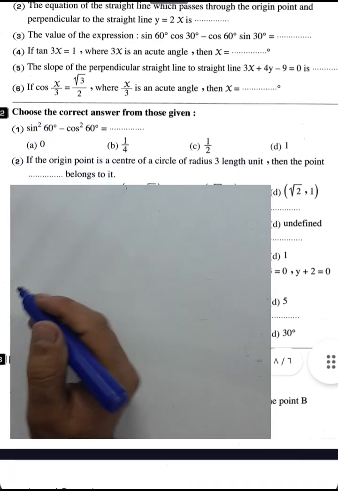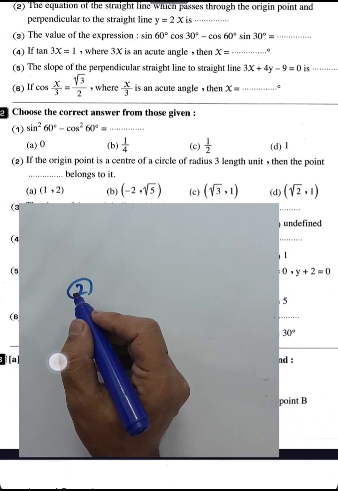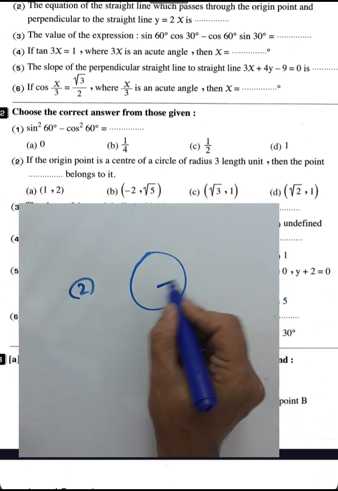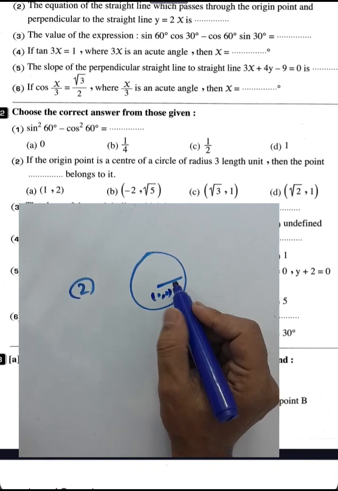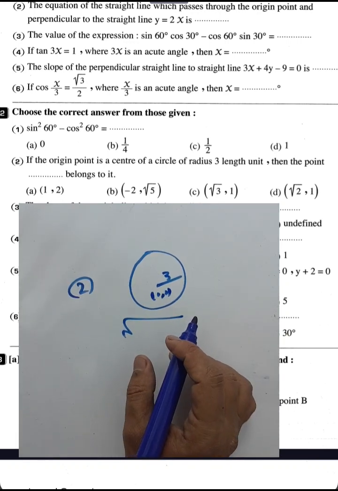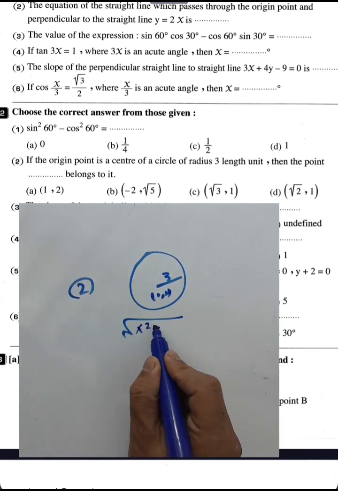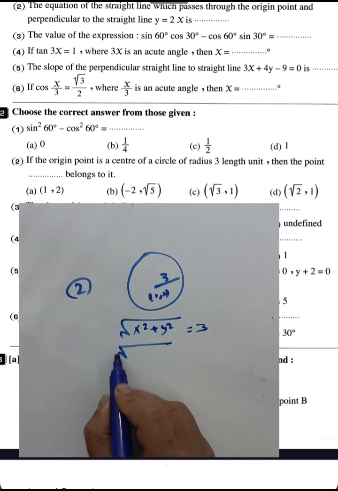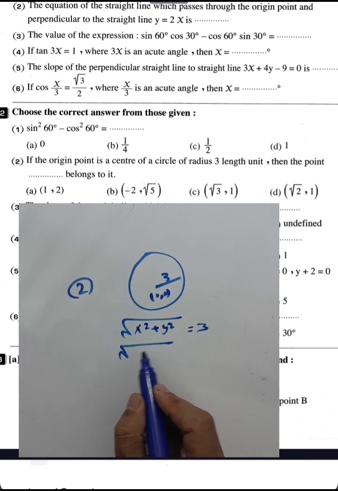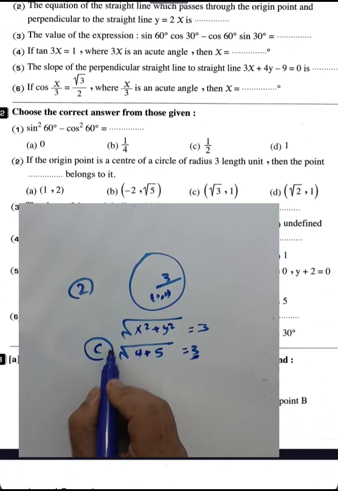Question number 2. If the origin is the center of a circle with radius 3 units, the point belonging to it is what? We have the origin (0, 0) and the radius is 3 units. To find the radius, we must use x power 2 plus y power 2 equals 3 squared. Look at letter B. Negative 2 power 2 will be 4, and root 5 power 2 will be 5. Adding and taking the square root gives 3. Then the result will be letter B. Choose letter B for question number 2.